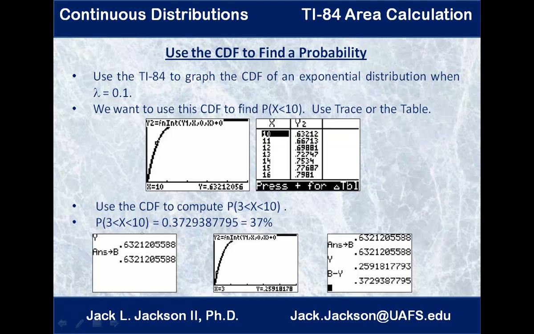So remember what we're doing. We're finding the two y values, the one at 10 and the one at 3, and the difference in those two y values is the probability that we're between. Because remember, b, which was 63%, is the probability that x is less than 10, and then we subtract off from that the 0.259, which is the probability that x is less than 3, and what's left is the probability that x is between 3 and 10, which is what we're after.